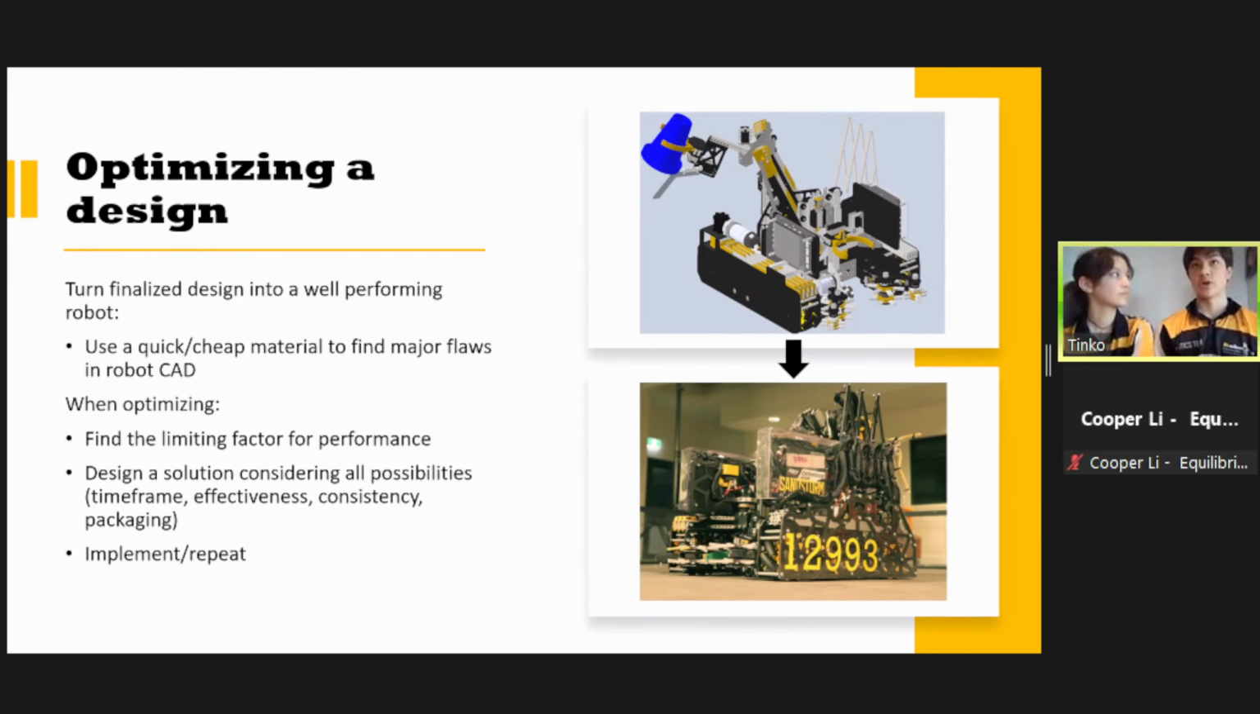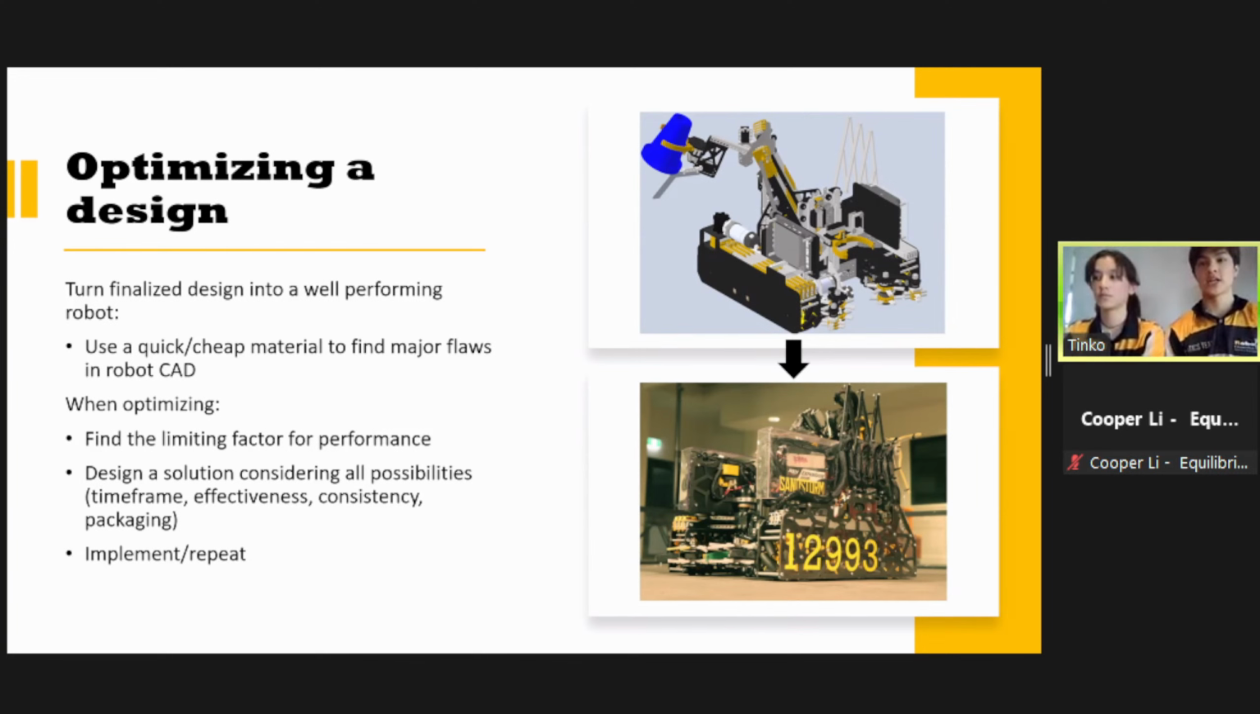In that process of optimizing and iterating, we do a lot of testing and look for the main limiting factor in performance. This could be the speed of a certain mechanism, stringing, wiring, or consistency. Basically whatever's holding you back from doing better than last time. From there, you can either free build a solution or go back to CAD. It depends on your situation.